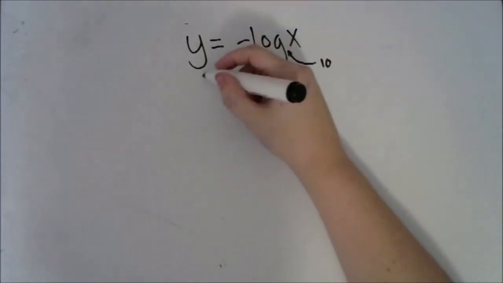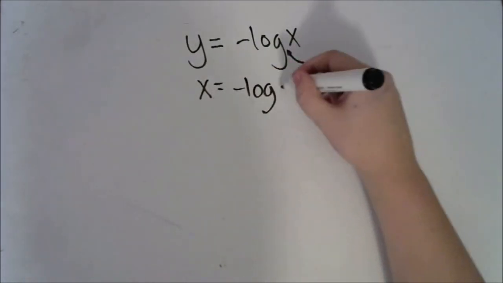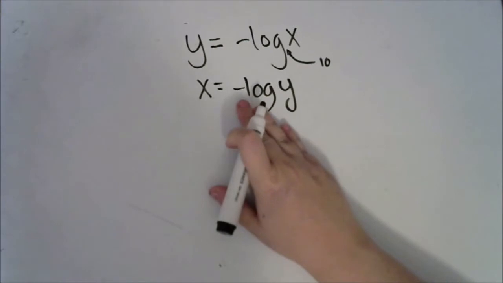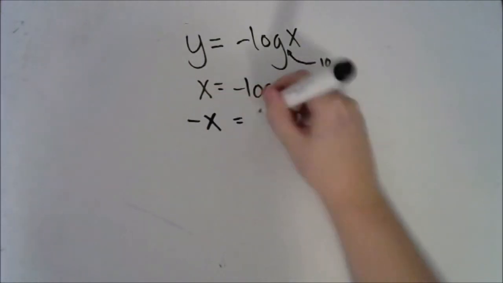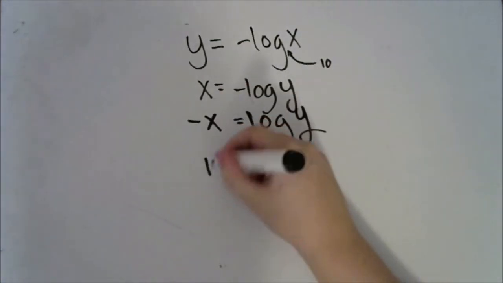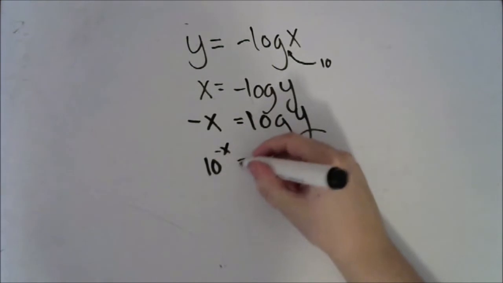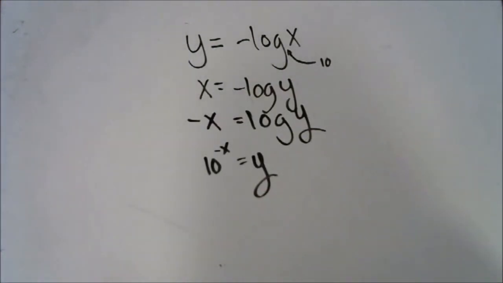So when I go to switch x and y, I have to try and get the y by itself as much as possible, so I'm going to distribute a negative to both sides of the equal sign, and then I'm going to inverse, which becomes 10 to the negative x power equals y. So I'm going to graph this function, and there's a few ways I can approach this.